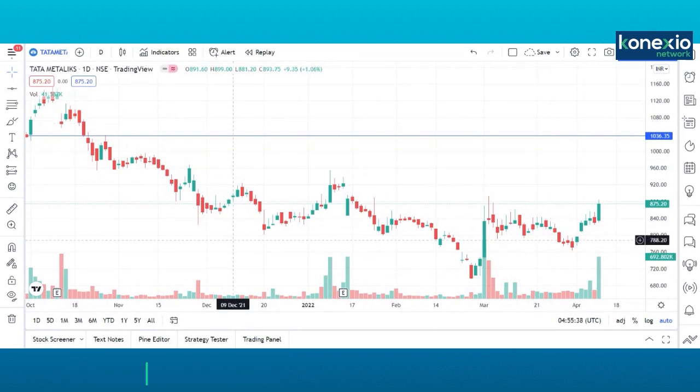Definitely any dip should be used as a buying opportunity. This stock should be in your investment portfolio from a long-term perspective.